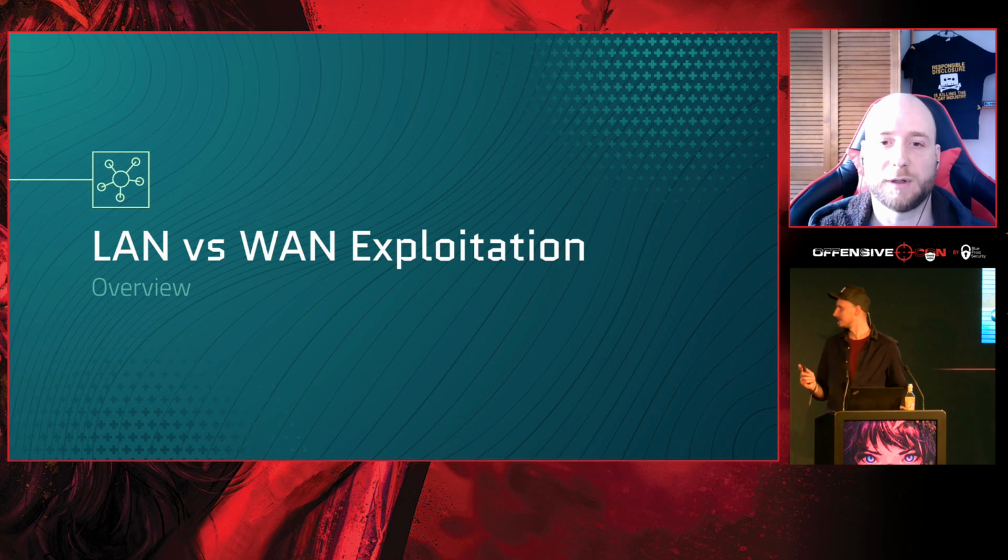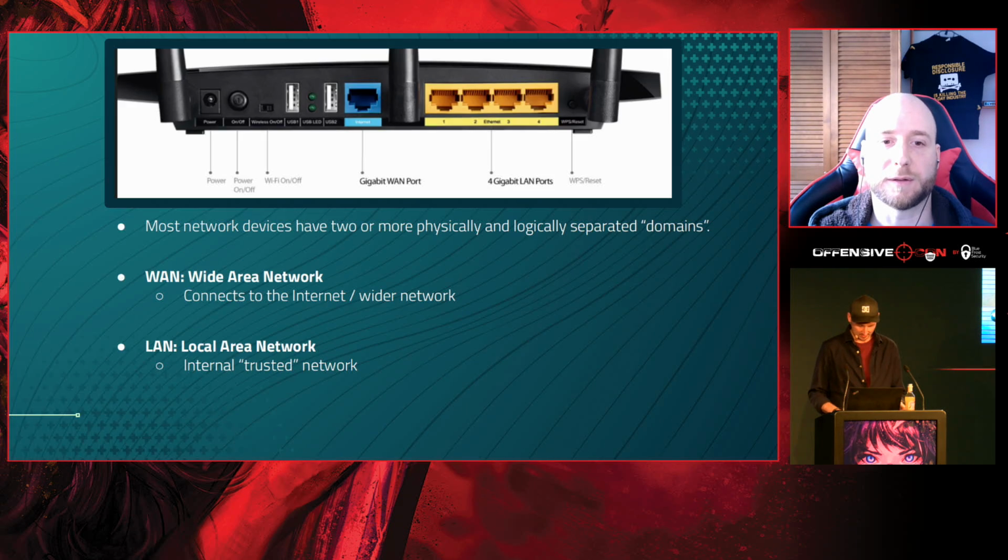Before we start, let's understand some concepts. One thing to understand is most network devices have two or more physically and logically separated domains. What do we mean by domains? In the example we have here on screen, which is a consumer router, we have the WAN, wide area network. This is what connects you to the wider internet, to the outside world. And then you have the LAN, which you can connect via Ethernet or via Wi-Fi, which is your internal network.